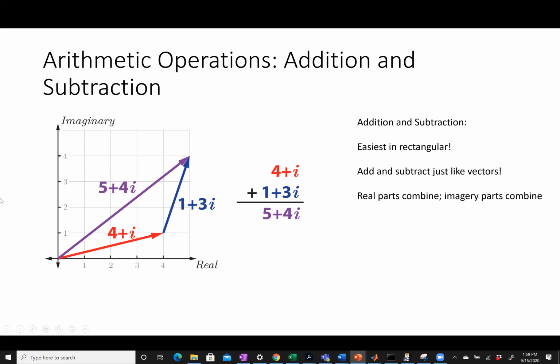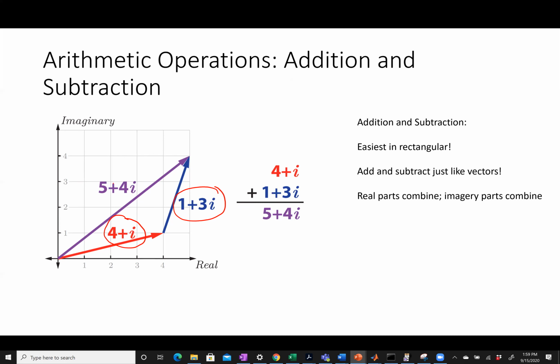So in this example, I have 4 plus i, or 4 plus j, and I have 1 plus 3i, or 1 plus 3j. I add them exactly like I add vectors. If I'm adding these exactly like I add vectors, the answer is 5 plus 4i. How did I get to that? How did 4 plus i and 1 plus 3i become 5 plus 4i? What do I need to do?